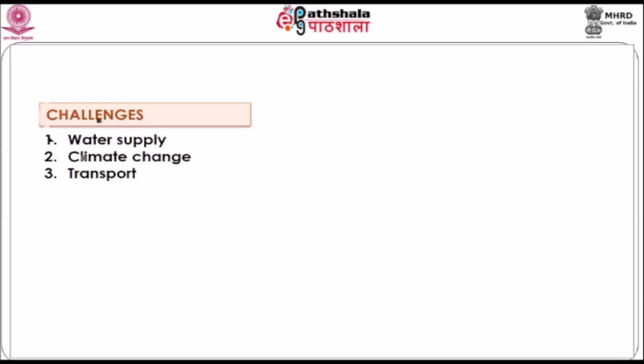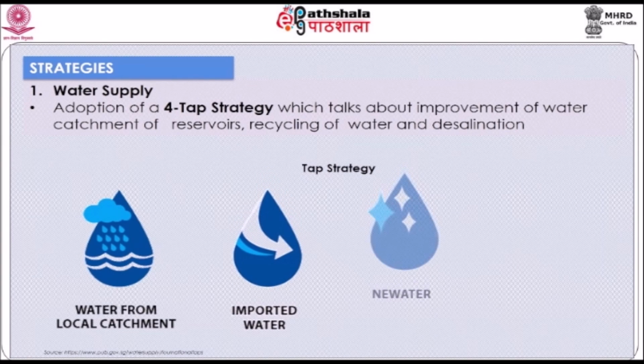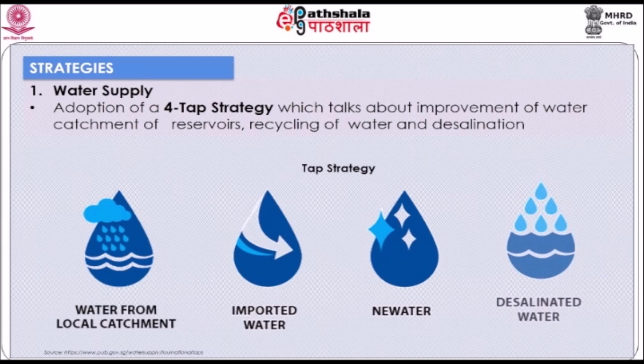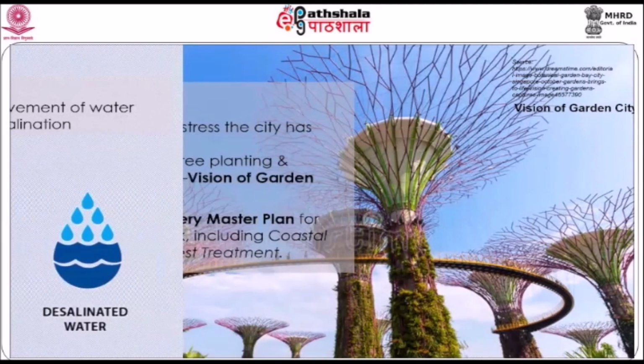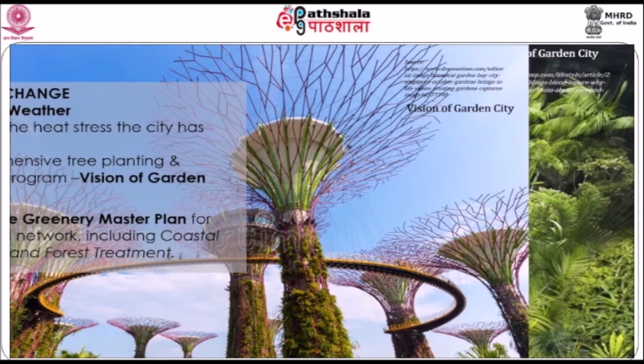So the strategy which they adopted for water supply was a 4-tap strategy, which talked about improvement of water catchment of reservoirs, recycling of water and desalinization. Regarding climate change, to combat the heat stress, the city had adopted a comprehensive tree planting and greening program as a vision of Singapore as a green garden city. Then a streetscape greenery master plan for the entire road network, including coastal areas and forest areas, was put forth.